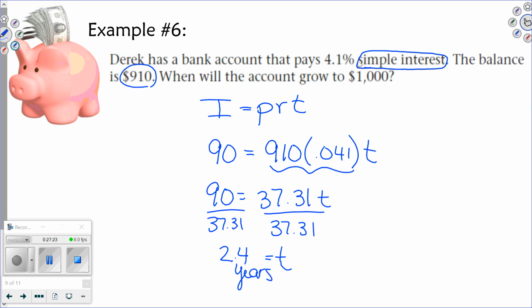If it does not specify, at least give me to the 10th. If you round a little further, 2.41, I'm not going to count you off for that. But if you would just say 2, that'd be wrong. Okay?